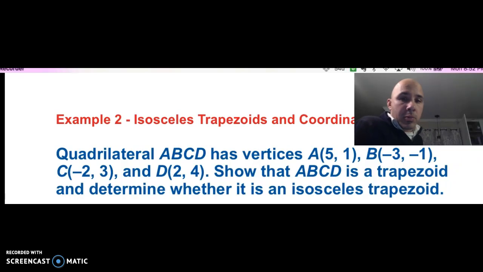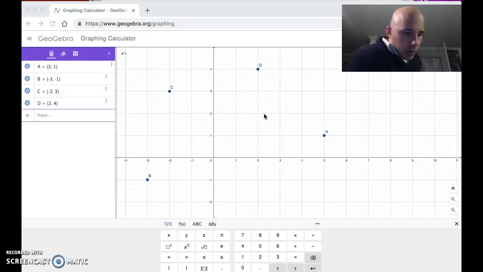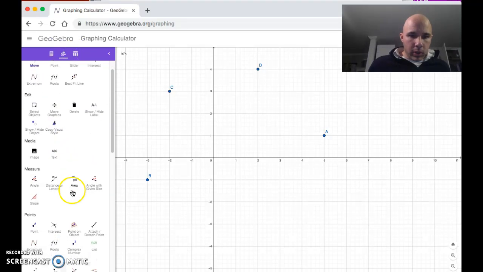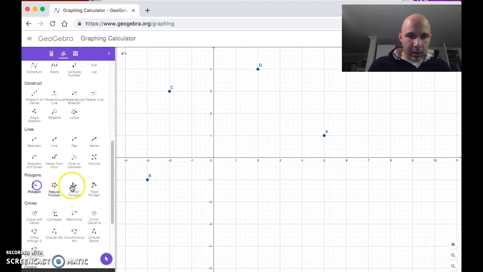I'm going to go on my GeoGebra and plot those points. I'll get right back to you in a second. For example number 2, I went ahead and plotted the points A, B, C, and D. You can see that right over here on the left side. I'm going to go to my tools and use the polygon feature. I'm going to start at A.